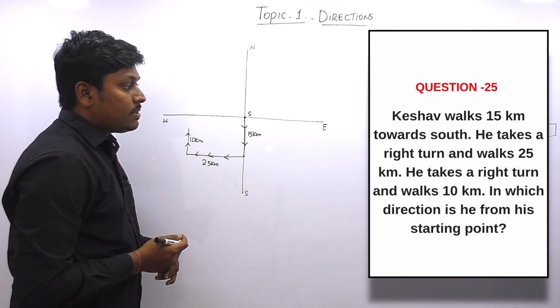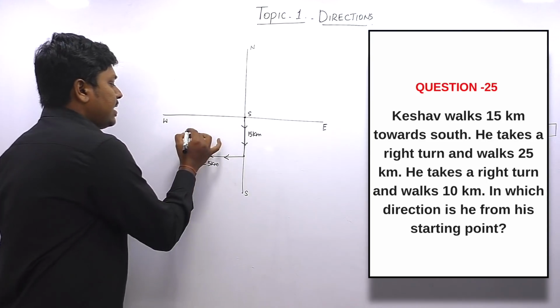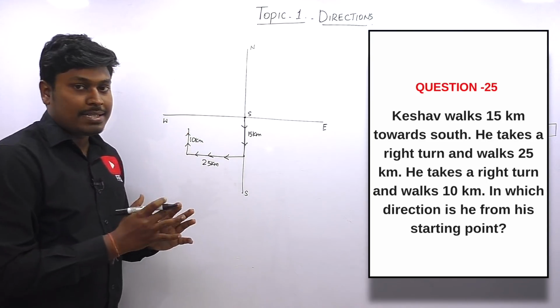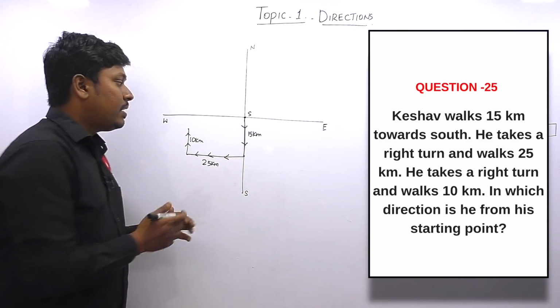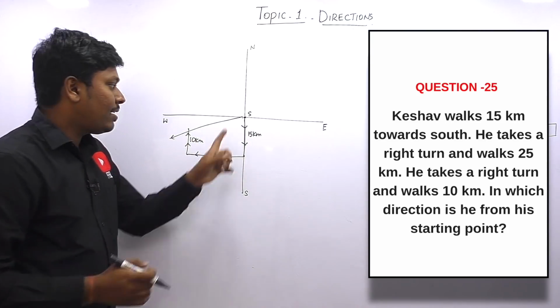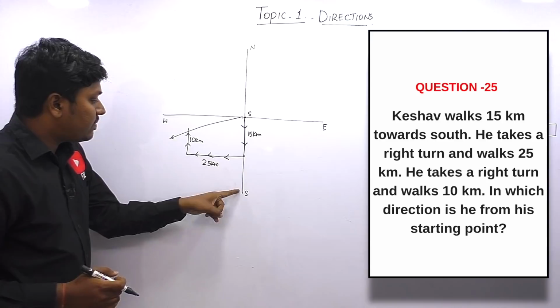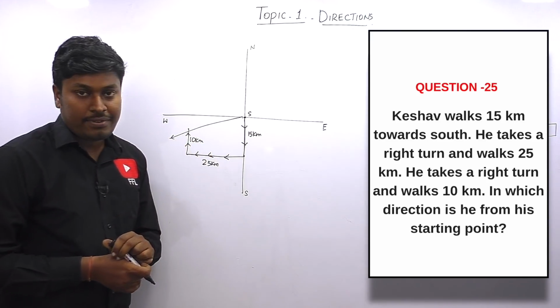So next is, in which direction is he from the starting point? Again listen here, they didn't ask at what distance he is from the starting point. The question is in which direction is he from the starting point. So from the starting point our target is to find the direction of the ending point. So from the starting point the direction of the ending point will be southwest. So the answer for question number 25 is southwest.